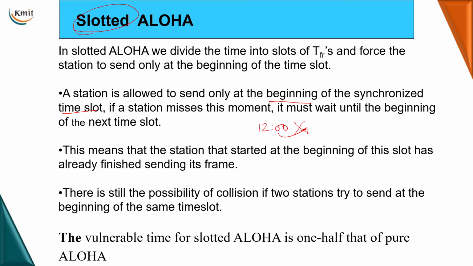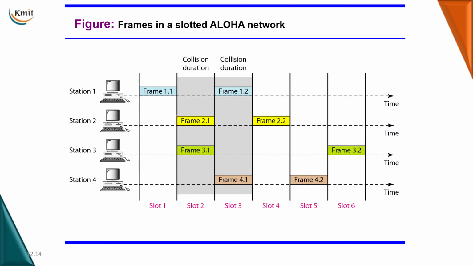So what we are doing is giving slots. We are reducing the vulnerable time compared to pure Aloha, by half. Let us understand by this example. The available time is divided into slots. The stations have to transmit their frames only during this slot.